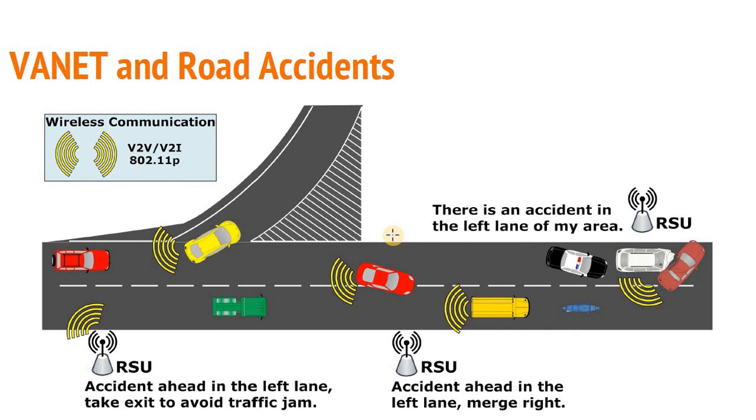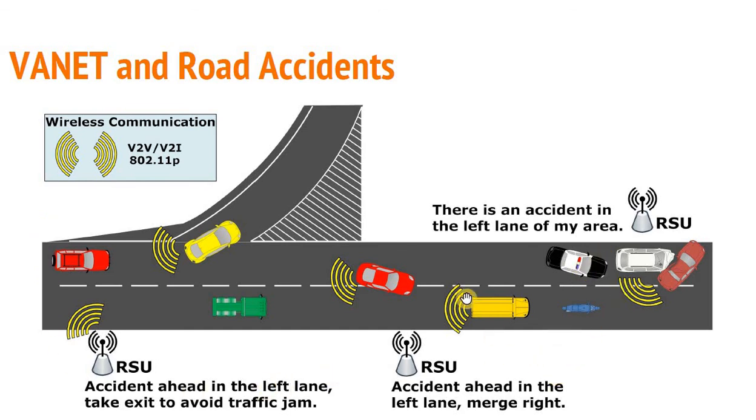Now, the VANET and road accidents. In this case, you can see there is an RSU here, there is another RSU, and there is another RSU. In spite of the text messages happening between the vehicles, the RSU will forward this message to all of the vehicles involved in the communication. If an accident happens over there, this car will generate a message that is communicated with the Wi-Fi system by using the RSU technology, that is called the roadside unit. This RSU will broadcast or multicast this information to all of the entities involved, in the kilometer range of vehicles.